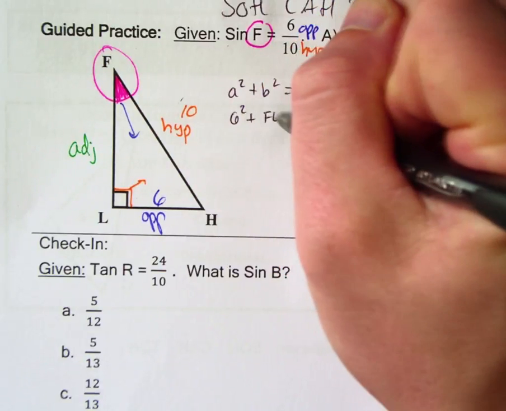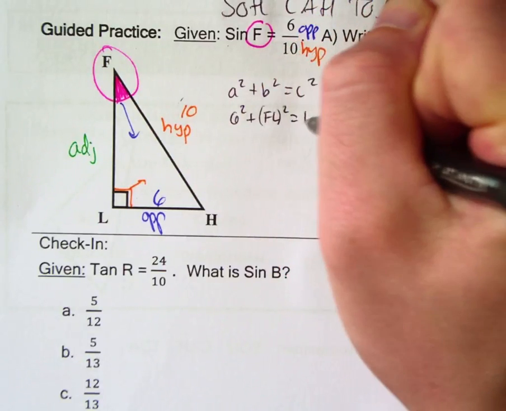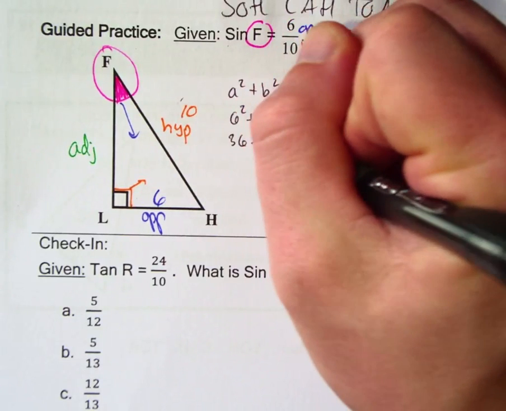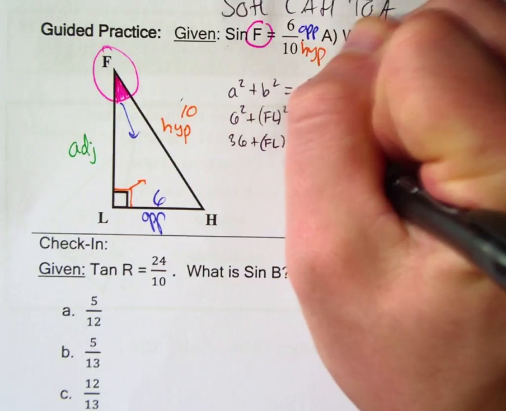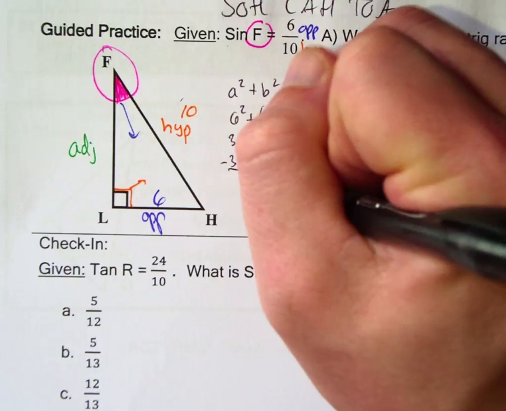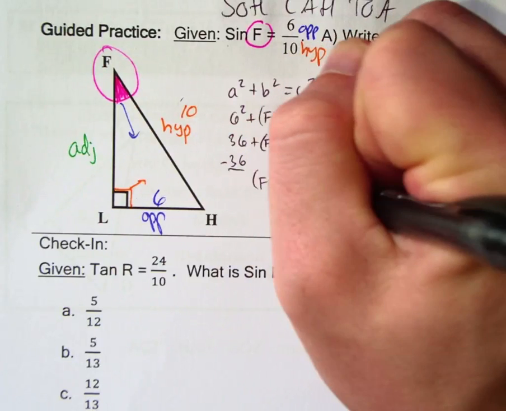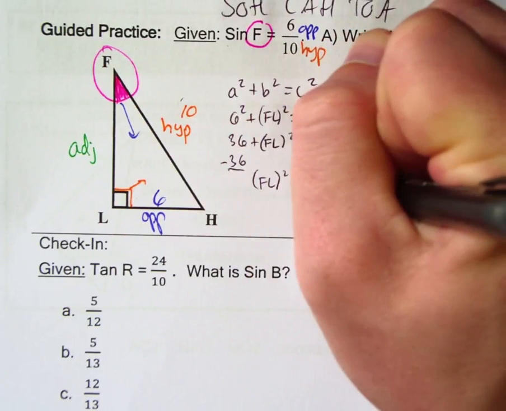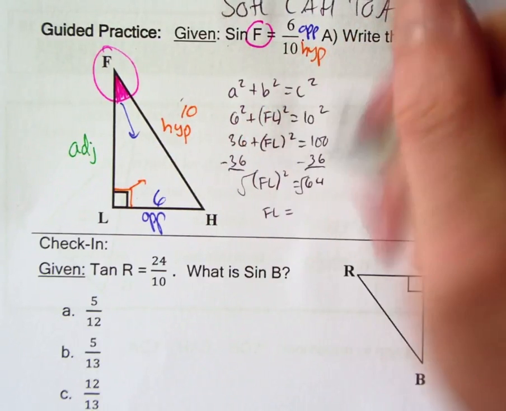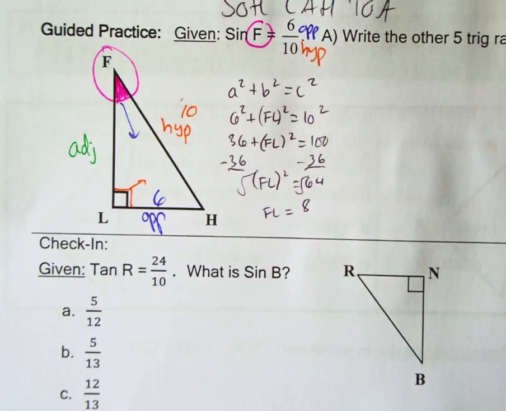Watch out. This is side FL. The 10 is the longest. It goes over for the C. Let's finish this up quickly. Take 36 from both sides, and you're looking at 64. Square root both sides, and the distance from F to L, or the length of FL, is really 8.